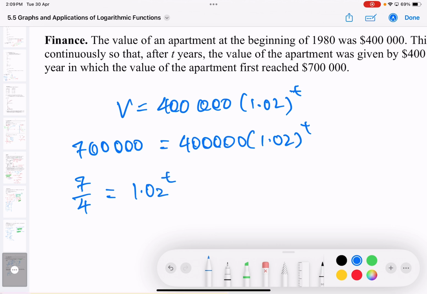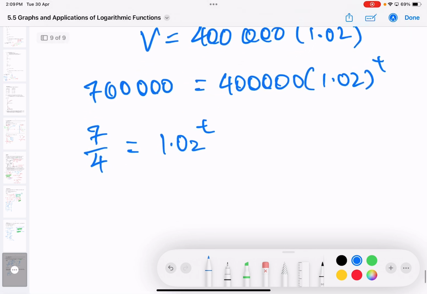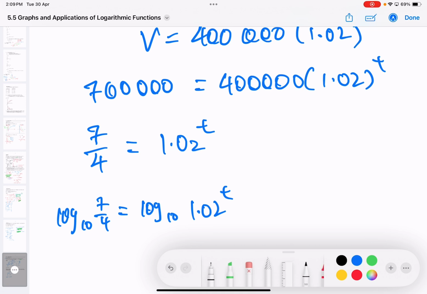What do I do next? Yeah, I'm going to log which side? Make up your mind. Log the left side or right side? Both sides, ladies and gentlemen. What you do on one side, you must do on the other. The basic law of your equations. So you're going to log both sides.